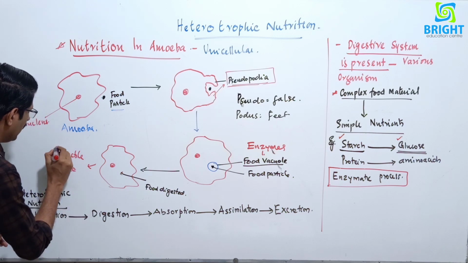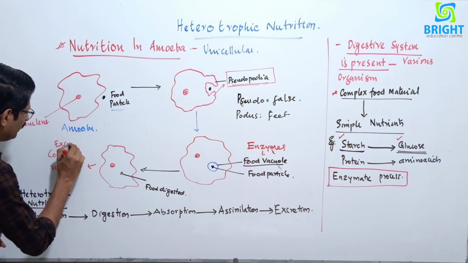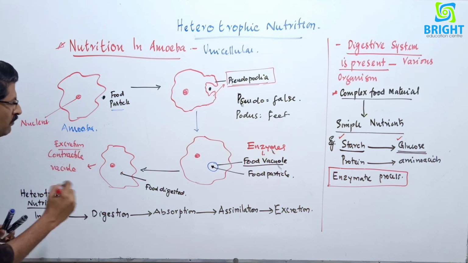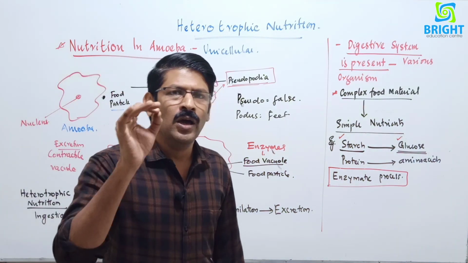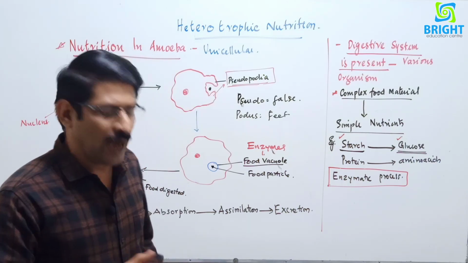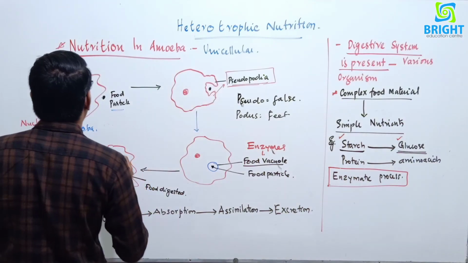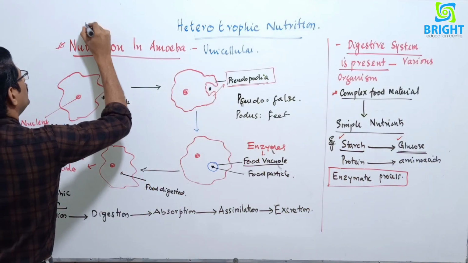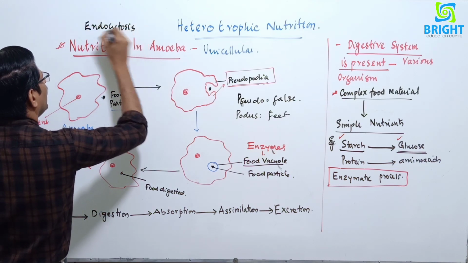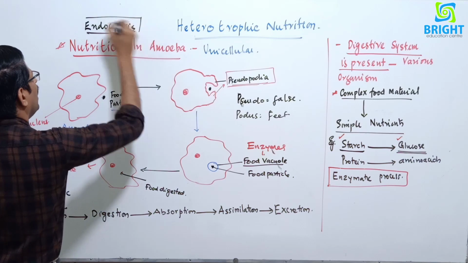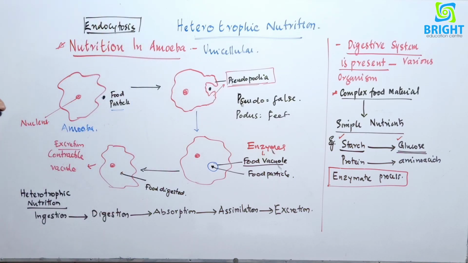Contractile vacuole is for excretion of waste material. So this type of food capturing is present in the unicellular protozoan called amoeba, and this is called phagocytosis or endocytosis. And I think we have studied this term in the 9th standard in the chapter cell.